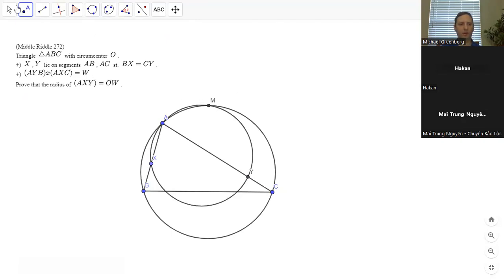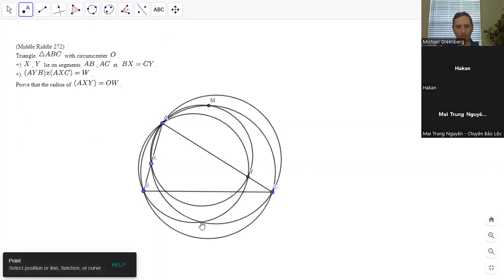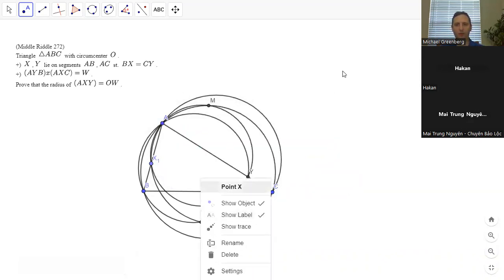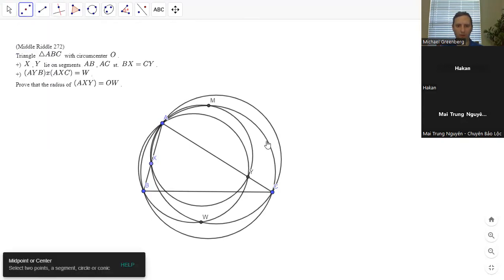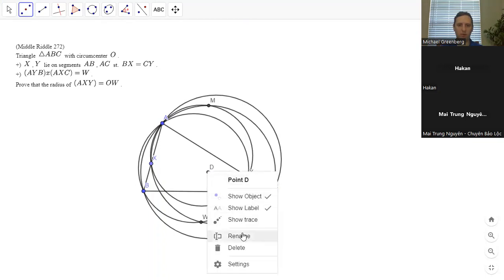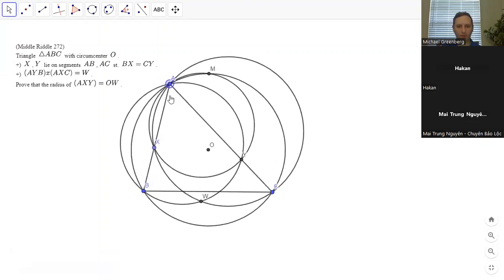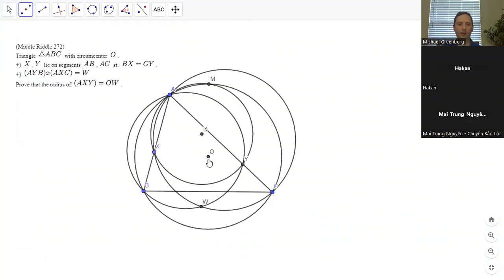Okay, so then the circle AYB intersects AXC at a point, and that's point W. And O, center of this. And we want to show the radius of AXY. So we'll draw the center of AXY, which passes through M. We want to show that radius is equal to OW.